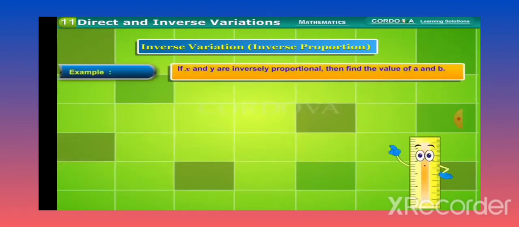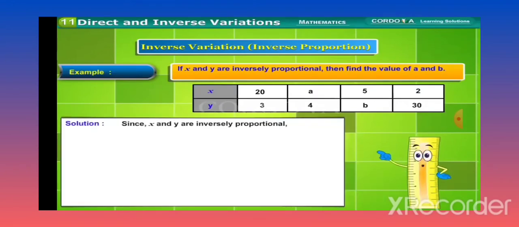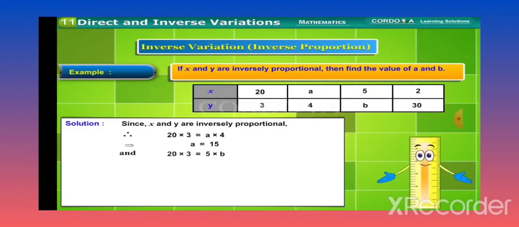Example: if x and y are inversely proportional, then find the value of A and B. X is 20, y is 3. X is A, y is 4. X is 5, y is B. X is 2, y is 30. Solution: since x and y are inversely proportional, therefore 20 into 3 is equal to A into 4. This implies A is equal to 15, and 20 into 3 is equal to 5 into B. This implies B is equal to 12.